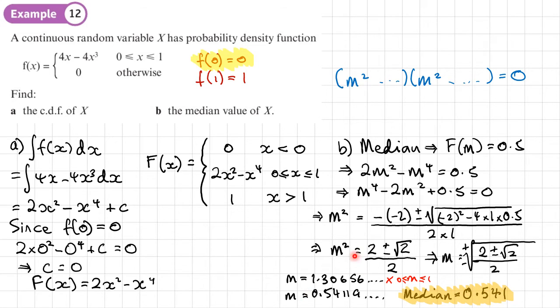Okay, so there's just one or two things there you need to watch out for. Make sure on something like this, we've got m squared, that you square root it, and that the value you get for the median is in the range of x for the CDF that you're using, especially if you've got a piecewise function where you may have more than one row of working that you need to do.